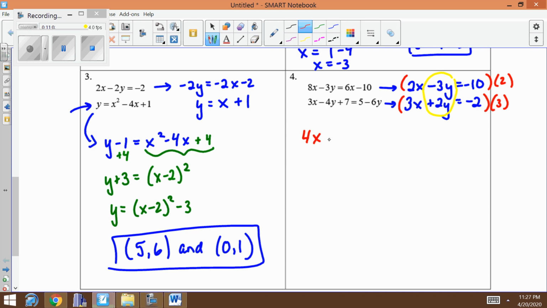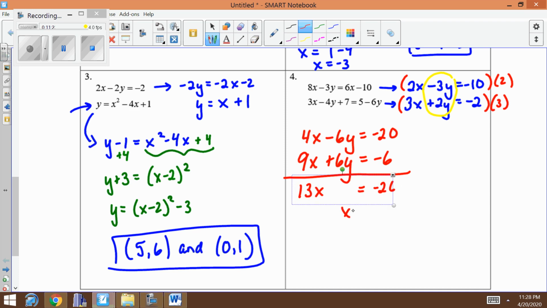So we get 4x minus 6y gives us negative 20. Here we get 9x plus 6y is equal to, that gives us a negative 6. So now we can combine them together here, add them. We get 13x is equal to negative 26, which means x is equal to negative 2.